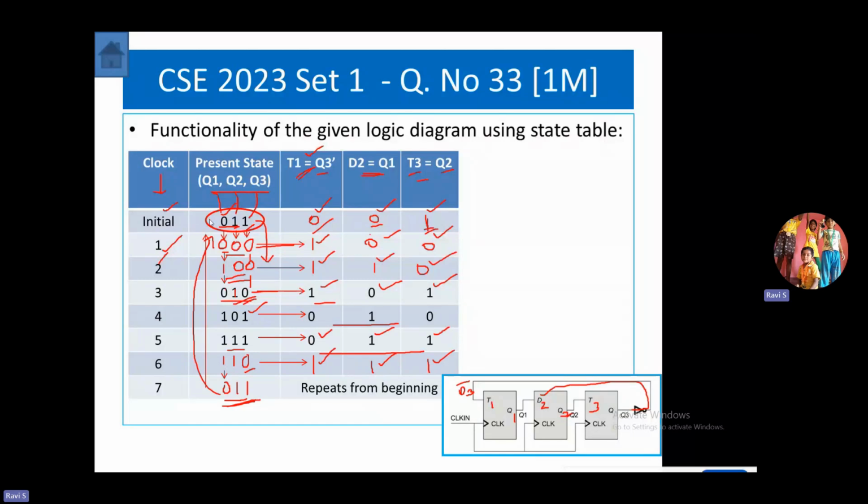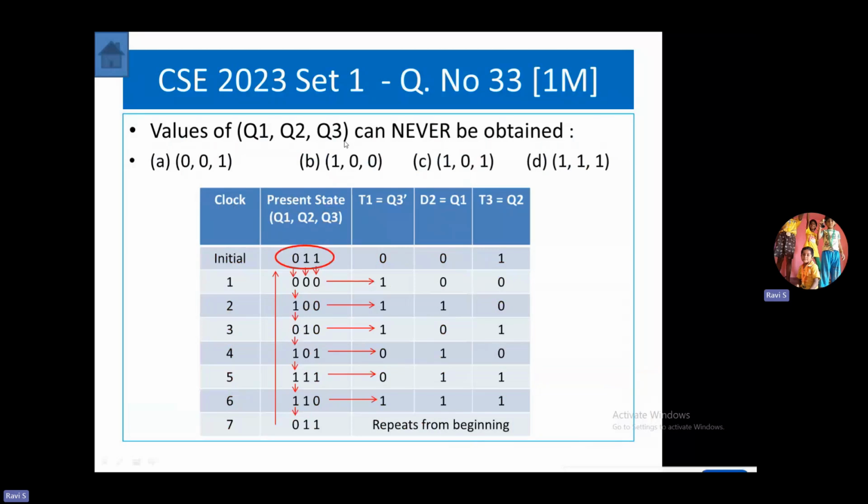Now the question is, there are some values given for Q1, Q2 and Q3, and we need to identify which one is never obtained. So under this condition, if we consider the first one, 0, 0, 1, you check the state. Does it go to 0, 0, 1 at any time? Under this particular verification, the first input is not appearing. Let us check the second one, 1, 0, 0. 1, 0, 0 appears at the second clock pulse as next state. 1, 0, 1 appears as next state in the fourth clock pulse. Similarly, 1, 1, 1 appears in the fifth clock pulse.